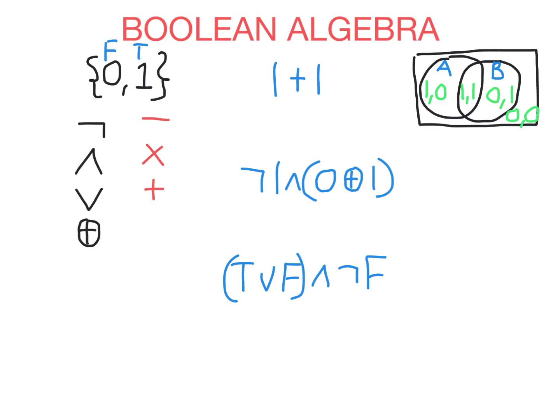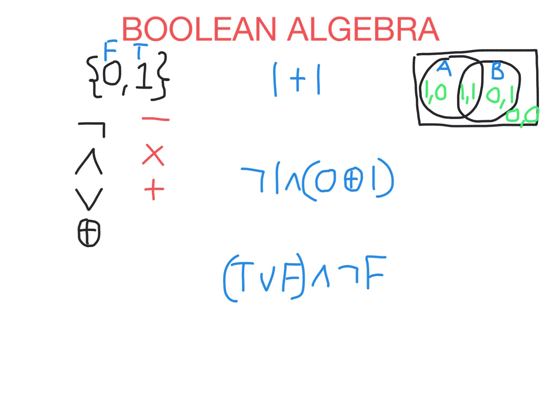So Boolean algebra differs from ordinary algebra. In ordinary algebra, we use numbers and operations like addition, subtraction, multiplication, division, raising to a power, etc. But in Boolean algebra, we're operating on only two symbols. The only numbers we consider are 0 and 1. Now, 0 corresponds to false and 1 corresponds to true.